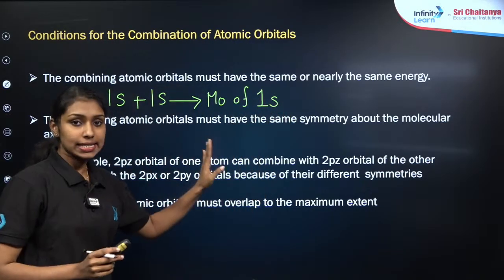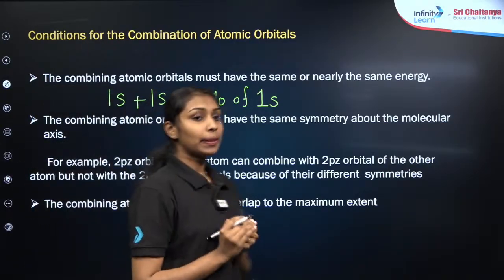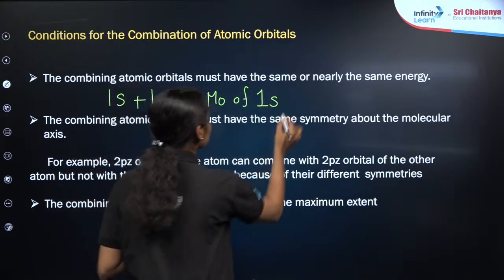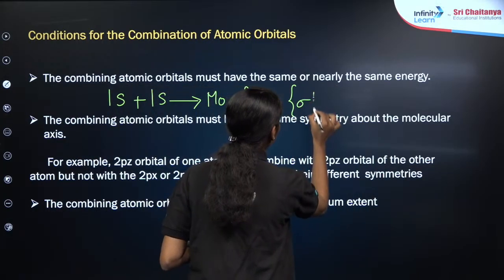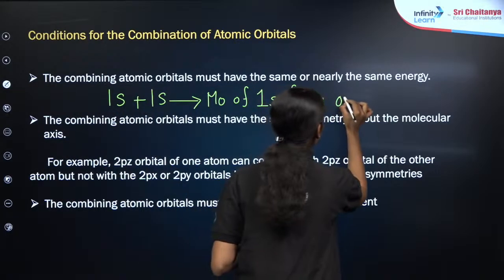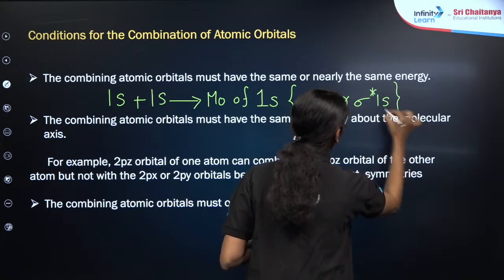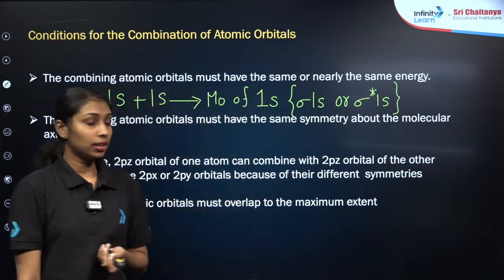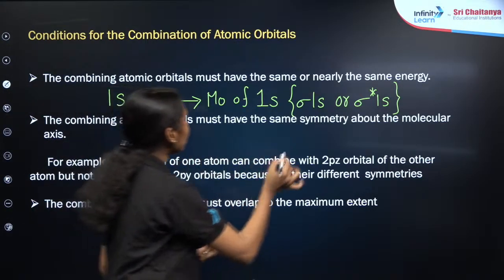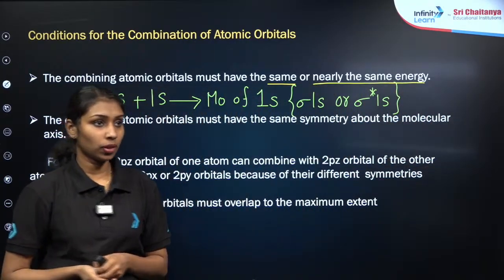We have already discussed that the s orbital will always undergo sigma or axial overlapping, resulting in the formation of a sigma bond. So I can say that this will be the sigma 1s orbital, or again it will form the anti-bonding one, represented as sigma star 1s. Star means it is the anti-bonding molecular orbital. The main condition is that the combining atomic orbitals always have the same or nearly the same energy. Clear?